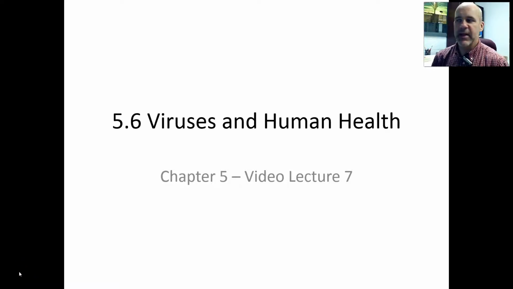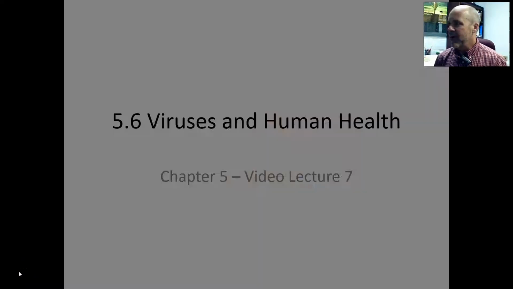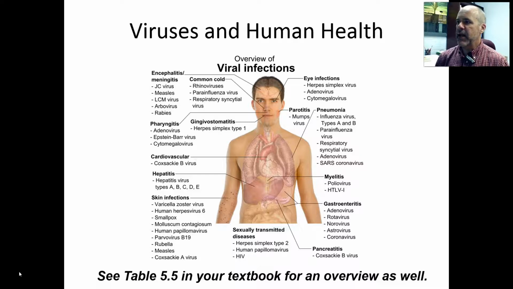Okay, here briefly at the end of chapter 5, we're going to talk a little bit about viruses and human health. So this is a diagram that I found which gives you an overview of major viral infections that occur in humans. And also take a look at table 5.5 in your textbook for an overview. There are many, many different types of viruses that cause infections in humans.